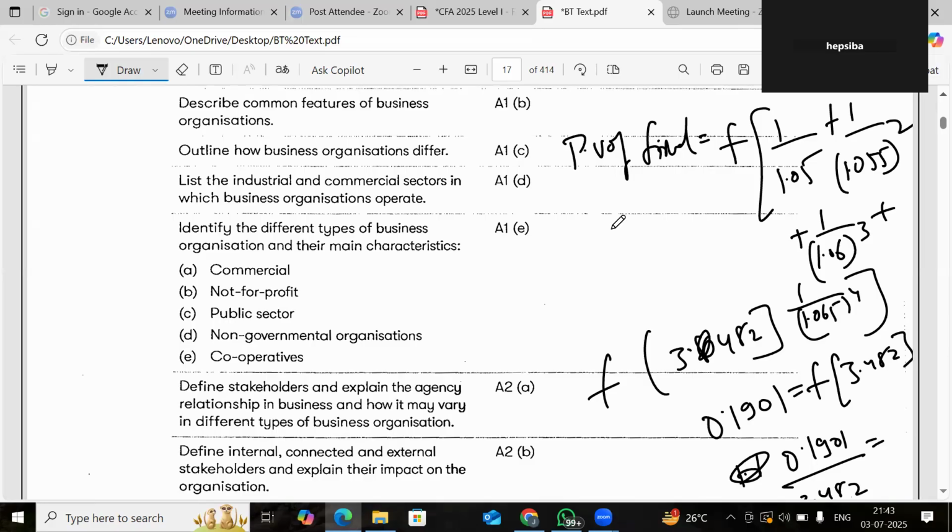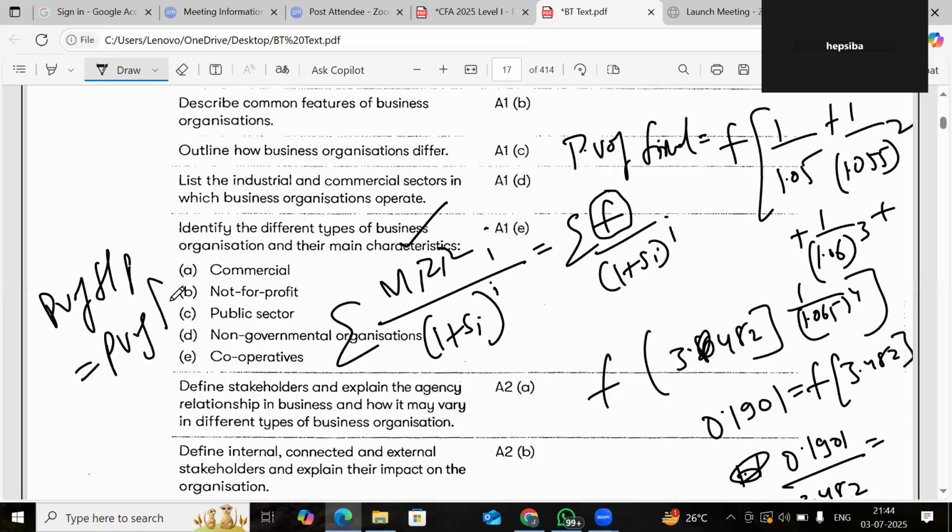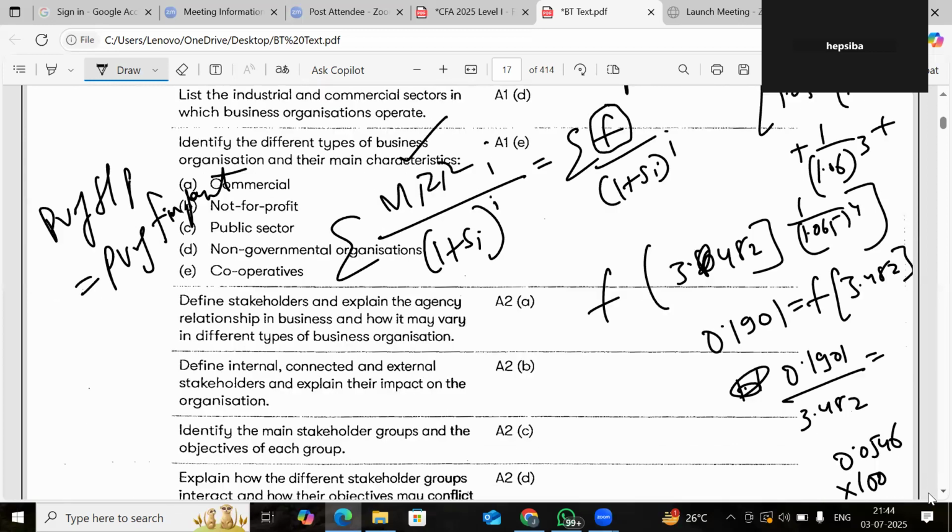So this is nothing but the rate. What happens? Summation of MRR_i by (1 plus S_i) whole power i, equals summation of fixed by (1 plus S_i) whole power i. So this is the floating rate. This is the par swap rate. So PV of floating payment is equal to PV of fixed payment. At which rate? At par swap rate.